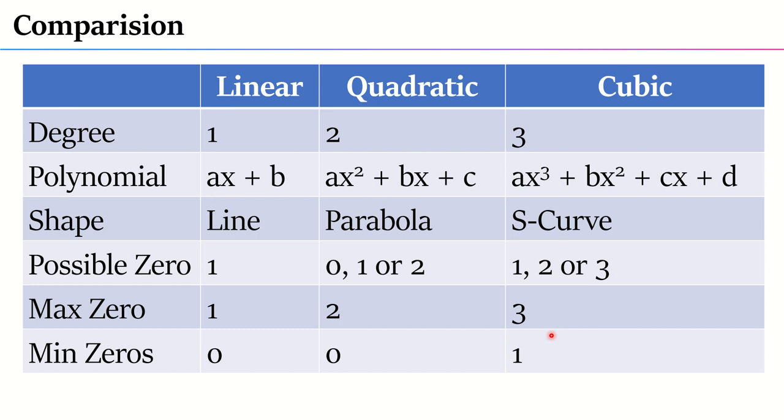So what is understood is cubic will always have a minimum of 1 zero. There is no situation where you will have no zeros. There will be a minimum of 1 zero available.